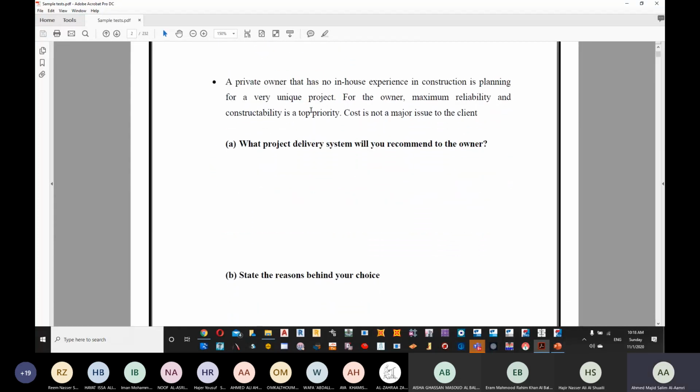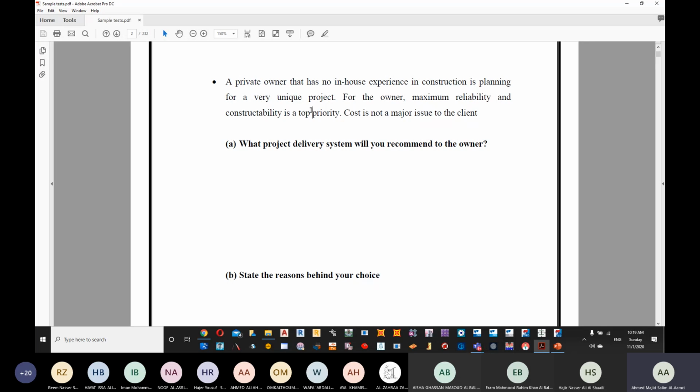Okay, another question here. A private owner that has no in-house experience in construction is planning for a very unique project. For the owner, maximum reliability and constructability are the top priority. Cost is not a major issue to the client. Now, first of all, which method do you feel is going to be the most expensive one? Is it the traditional, construction management at risk, or the design, build? Now, if you think about it, in traditional we have got the best offer due to the bid, so of course that will go down.